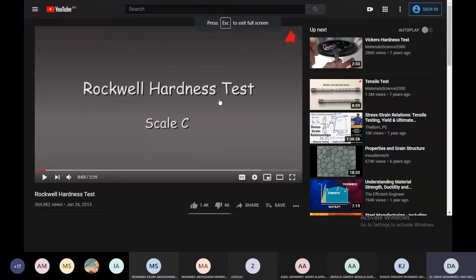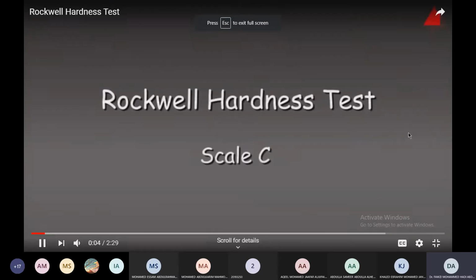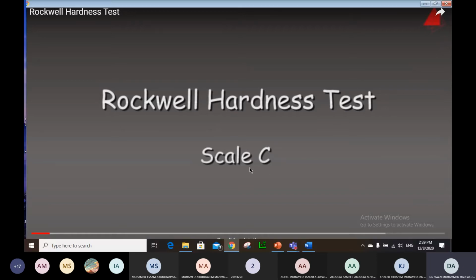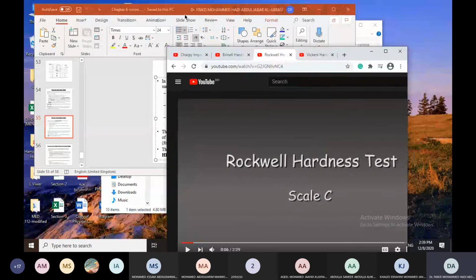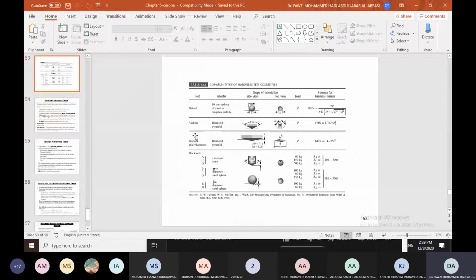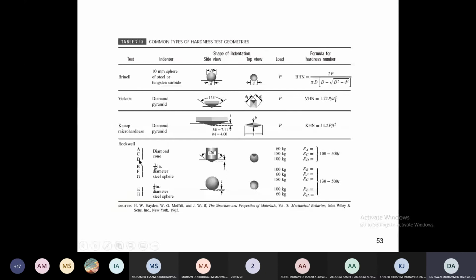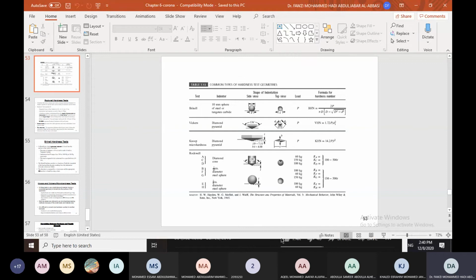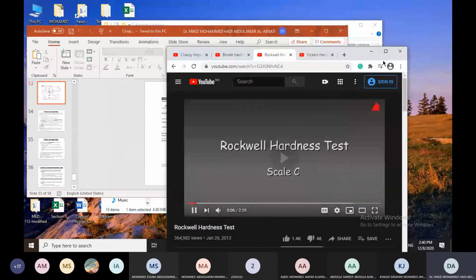Let's go to the Rockwell hardness now. Remember, the Rockwell hardness test has different scales. Let me return you back to the table so that you remember. This is the Rockwell hardness test. As you can see, it has different scales. If you remember, scale A, C, D, B, and so on. For each one of them, the cone is different, the dimensions are different, and the loads are different as well. So in this case, we are dealing with scale C.